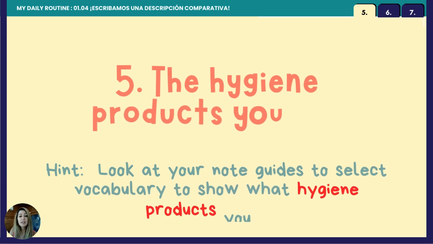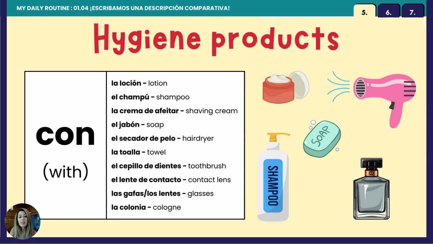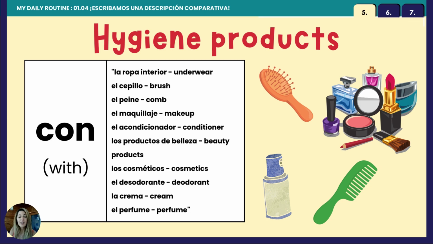Number 5 is the hygiene products you use. So look at your vocabulary. Here is a list of different hygiene products you can use.